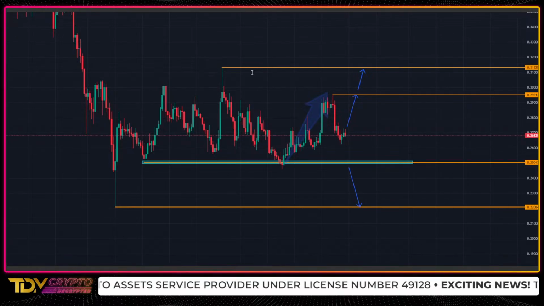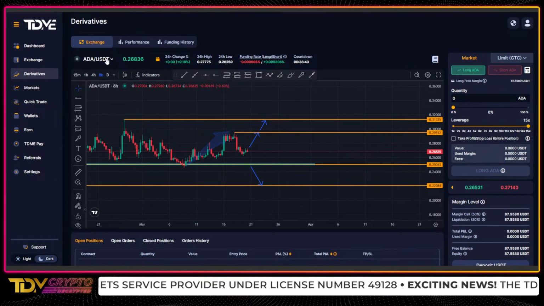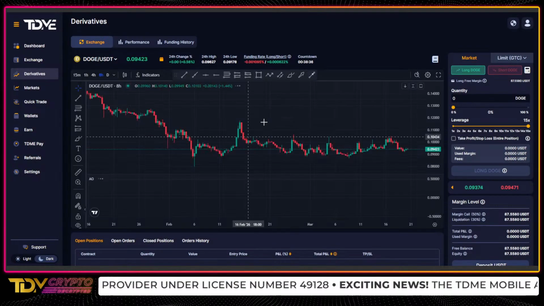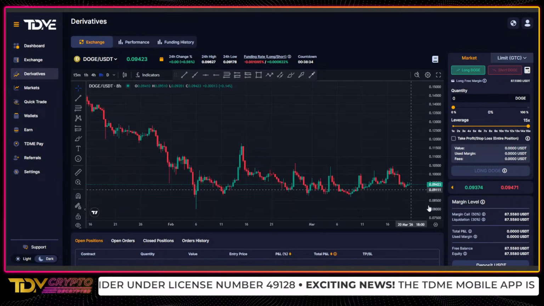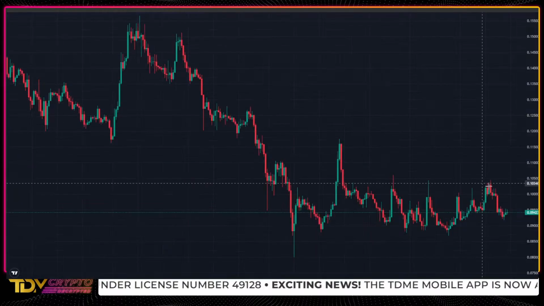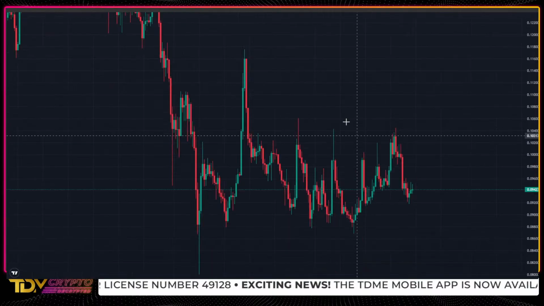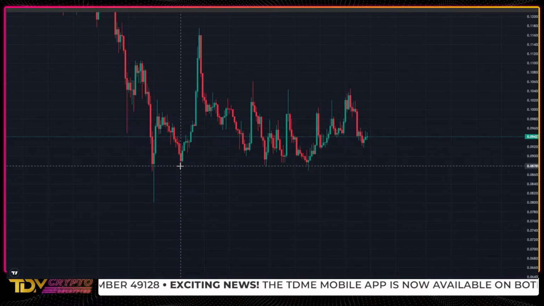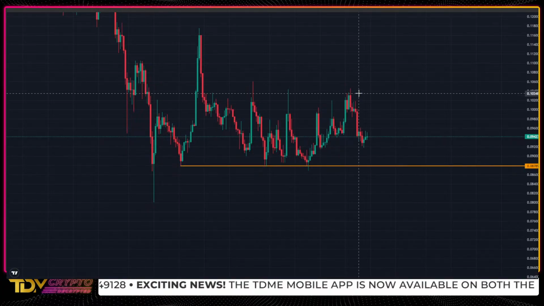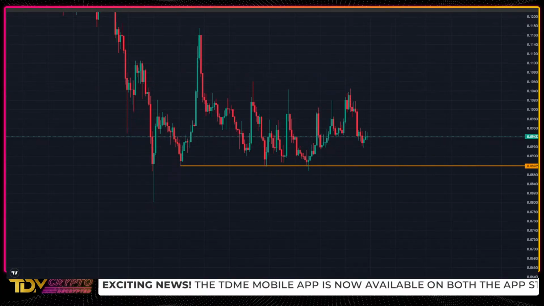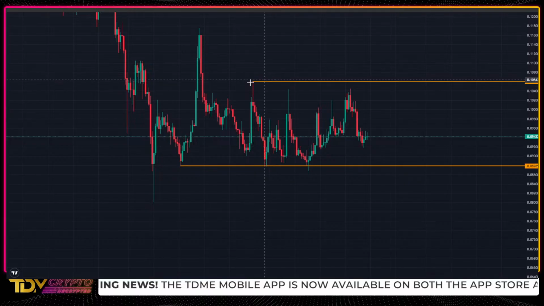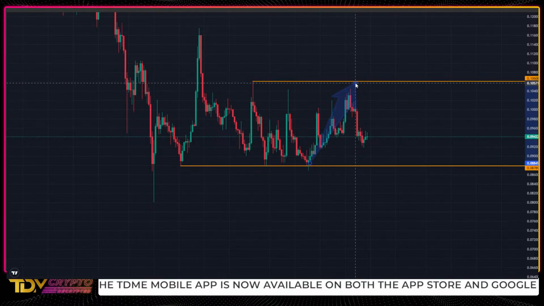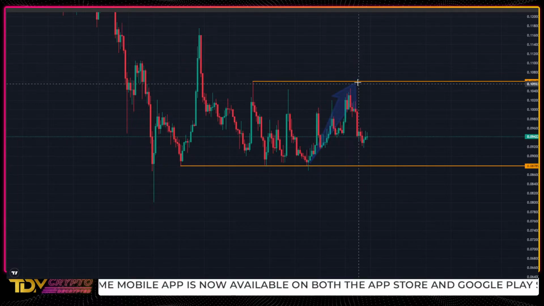And if you look at Dogecoin, I think Dogecoin also did the same thing. It pushed up as per the analysis. We were looking at price bouncing from this low, making a push towards the upside. And we spoke about price potentially going back to this high.